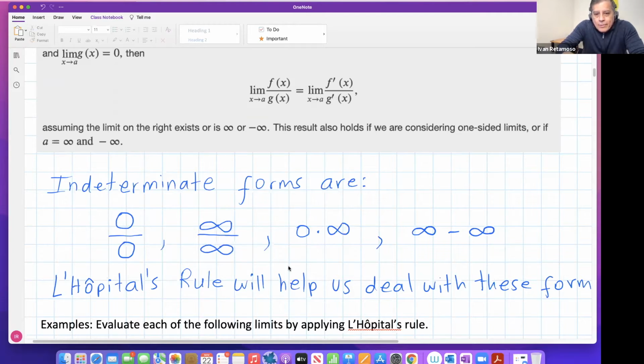Another indeterminate form is this, 0 times infinity. You may say, Professor, 0 times any number is 0. True, but infinity is not a real number. This is a symbol, infinity, right? So the rules that you know for real numbers cannot be applied here. Turns out this multiplication, 0 times infinity, nobody knows what it is equal to. It's called an indeterminate form, but L'Hopital's rule will help us with these two. The last indeterminate form that we're going to deal with is this, infinity minus infinity.